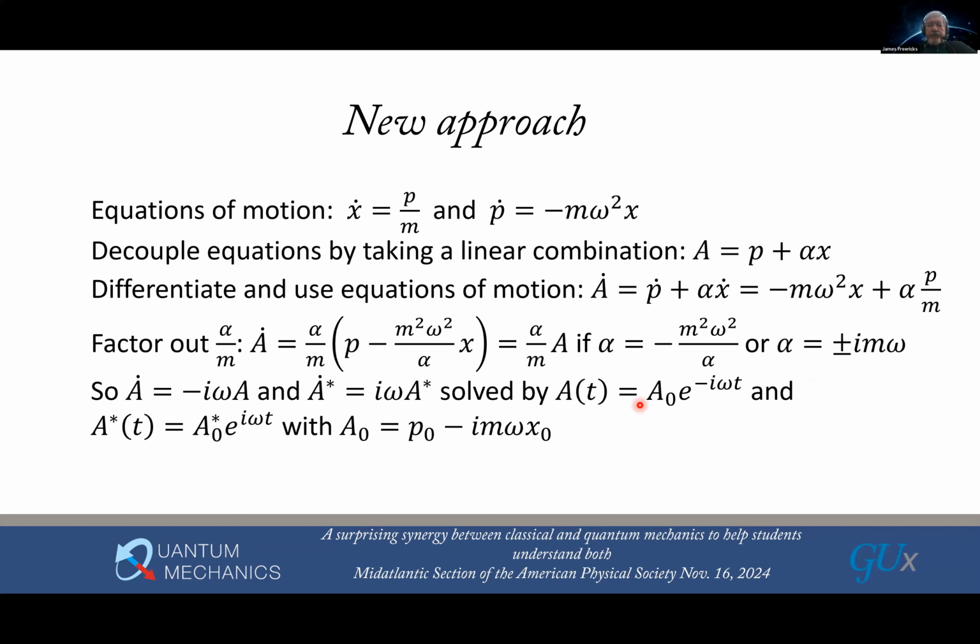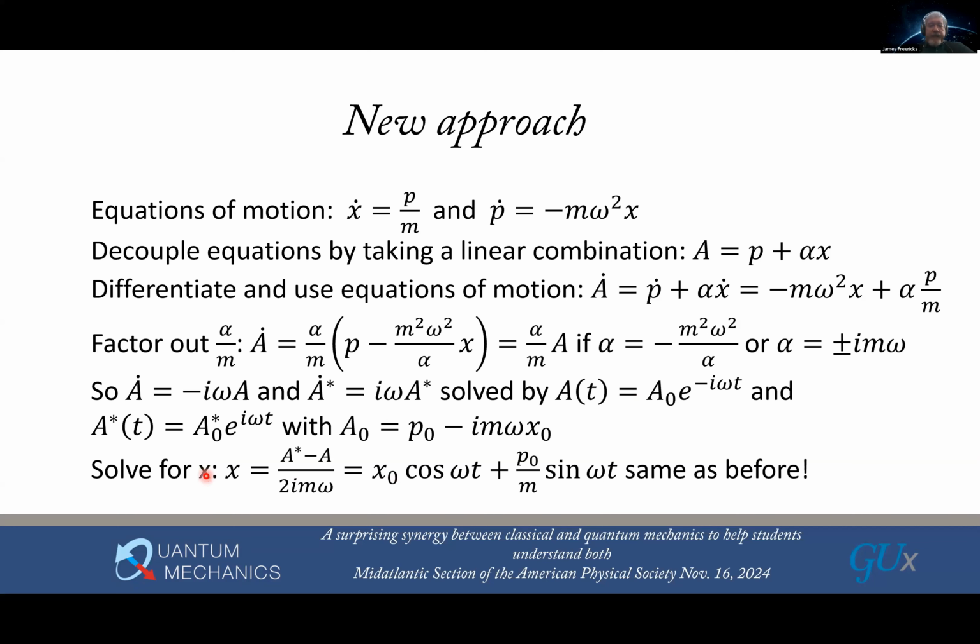And then when you look at what A is, you set its initial values to be P0 plus or minus i m omega x0. So for A0, you'll get P0 minus i m omega x0 because we chose alpha is minus i m omega for the A object or the A function. Okay, so we've solved the problem.